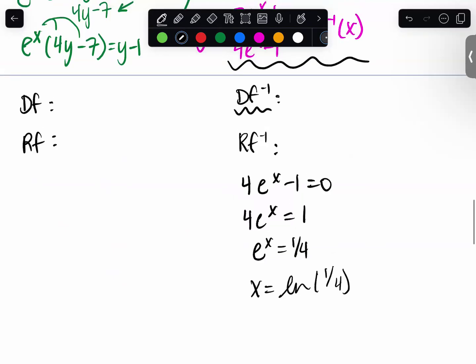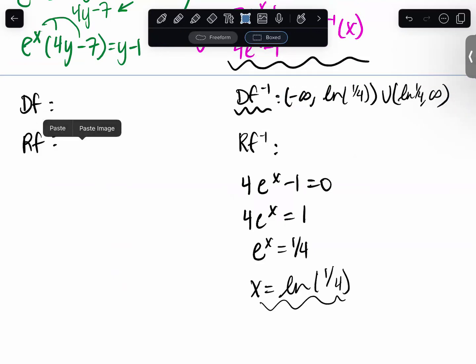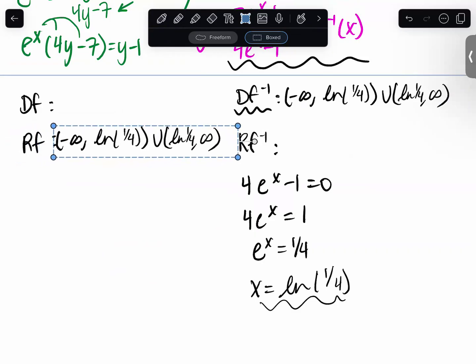So this is all real numbers except for that value. So I'm going to go from negative infinity to the natural log of 1/4, union the natural log of 1/4 to infinity. And that means that that's also my range of f. So I'm going to copy and paste that over here as well.